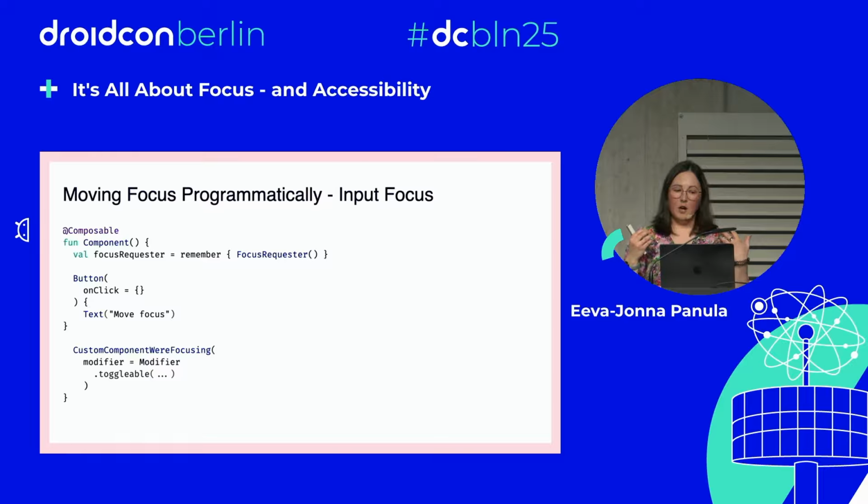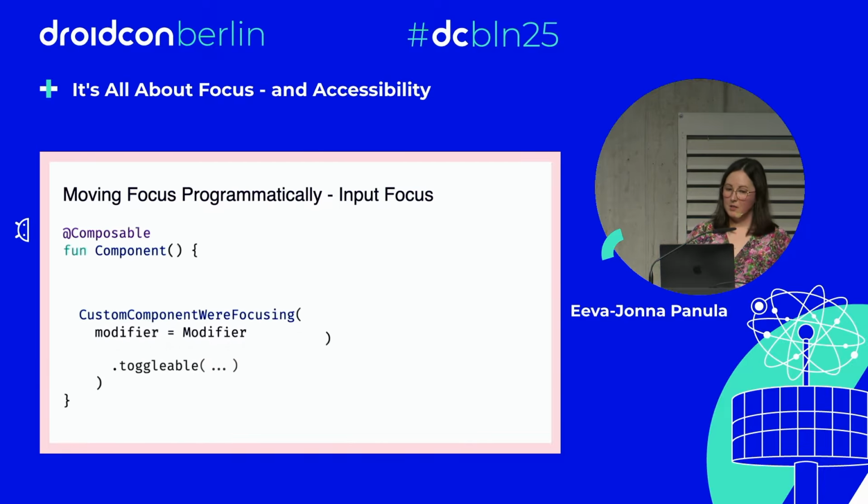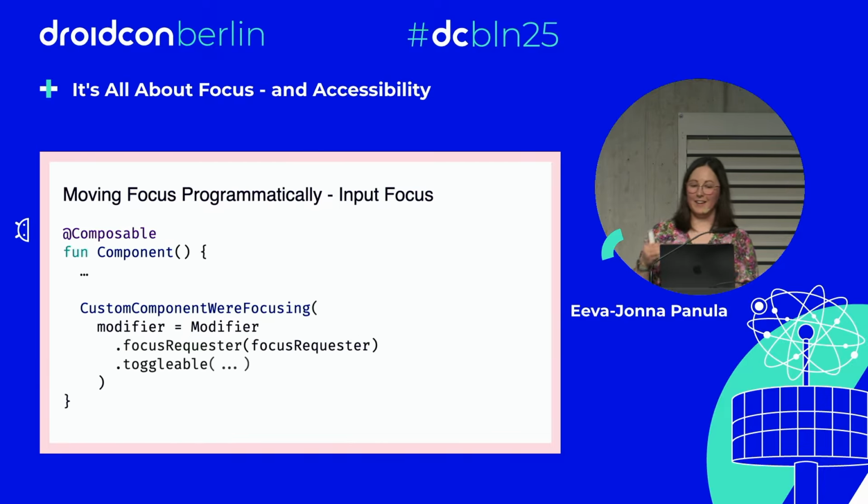Then for the component that we are actually focusing, we are attaching the focus requester with a focus requester modifier so that we can actually focus to that one. And one thing to note here is that as with many modifiers, the order of modifiers matters. So the focus requester needs to be before the modifier that gives the focusability to the component. So if the focus requester is not working, the first thing to check is the order of modifiers.